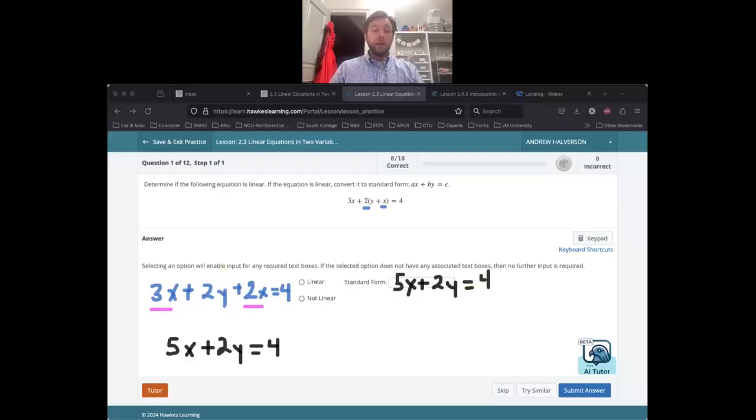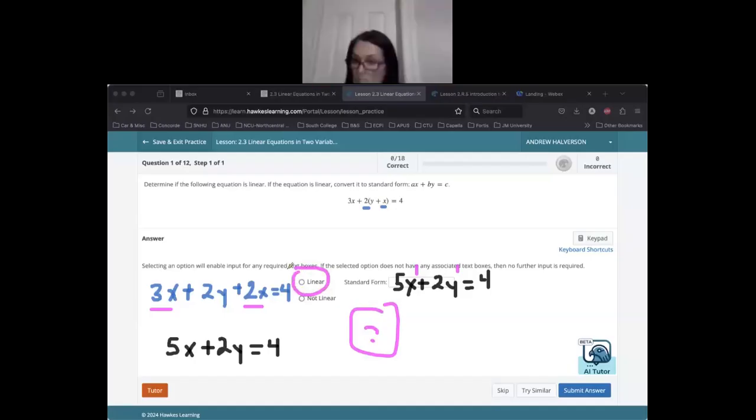And it is linear. Why? Because the exponent over the x and the y are both 1. That's what's going to create a line for us. So let me pause here. Any questions on that? It is linear, by the way. Any questions on this process?